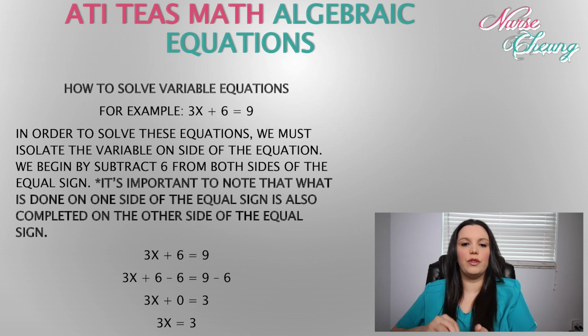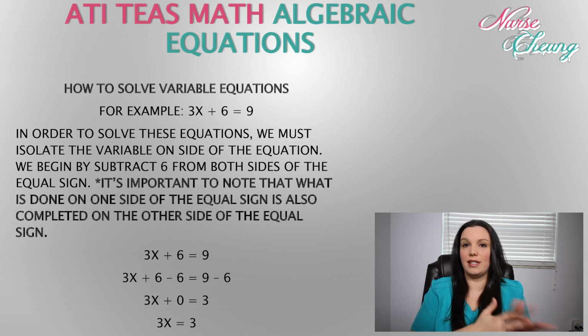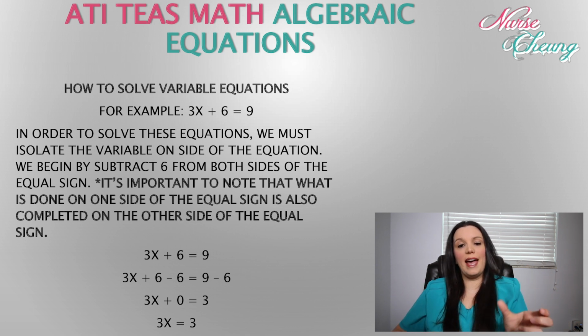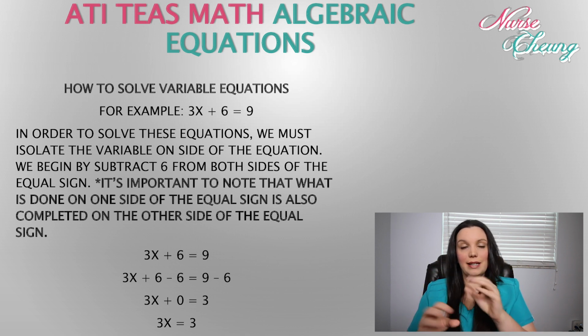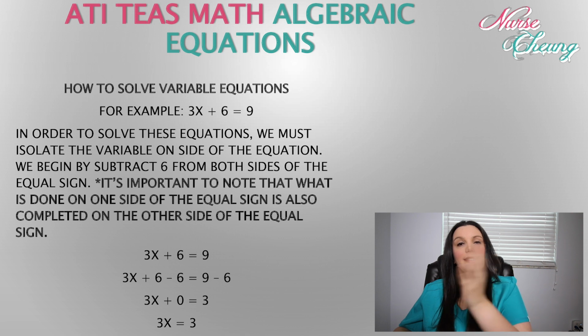It's important to note that what is done on one side of the equal sign has to also be done on the other side of the equal sign. So we have 3x plus 6 equals 9. In order to get rid of that 6 on the left side of the equal sign, we have to subtract it by 6. And that way, when we do plus 6 minus 6, we get 0, and that cancels each other out. But like I said before, what we do on one side also has to be done on the other side. So we are going to subtract 6 on the right side of the equation sign as well.